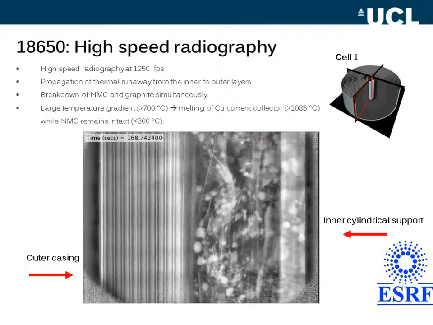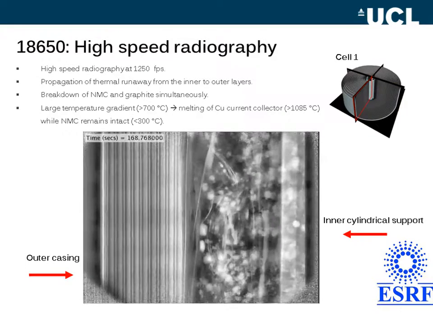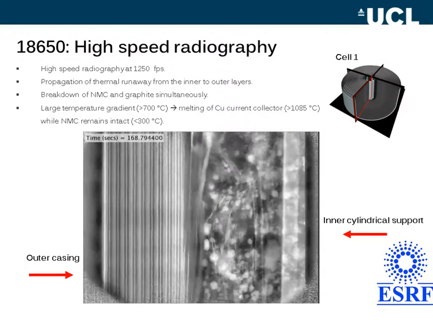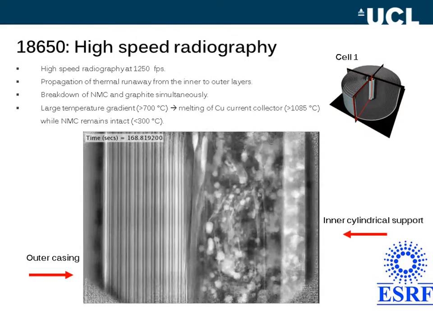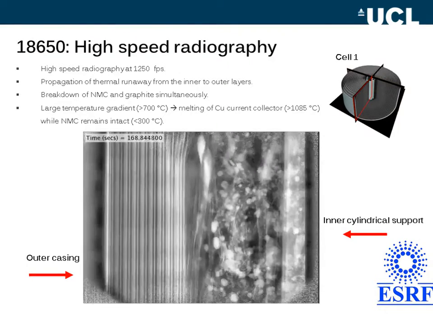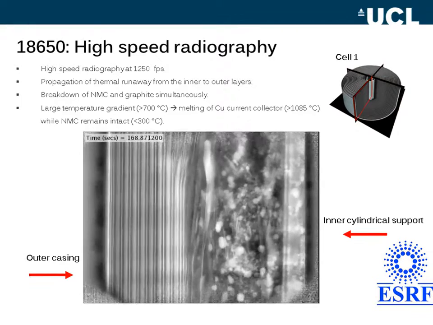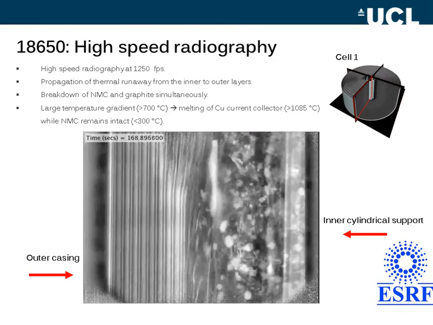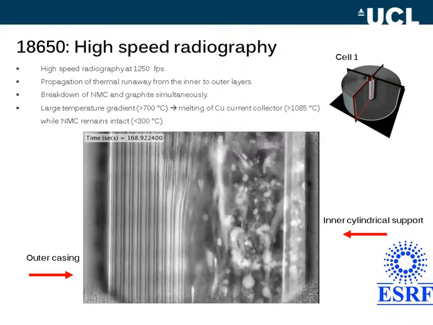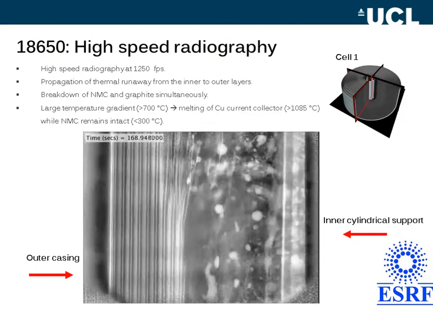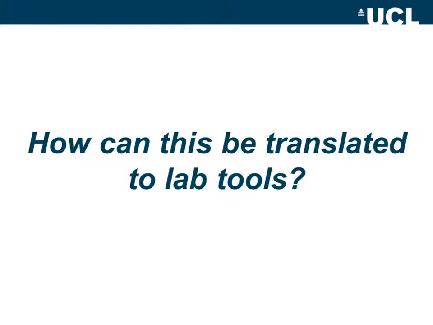So you can see that these processes are extremely rapid, and again, by combining the high-speed radiography of a synchrotron with the high-resolution tomography that's available to us in a lab source, we can begin to understand how these batteries fail, and ultimately design strategies to mitigate against this failure. So I'm going to close by exploring how this can be translated to lab tools.